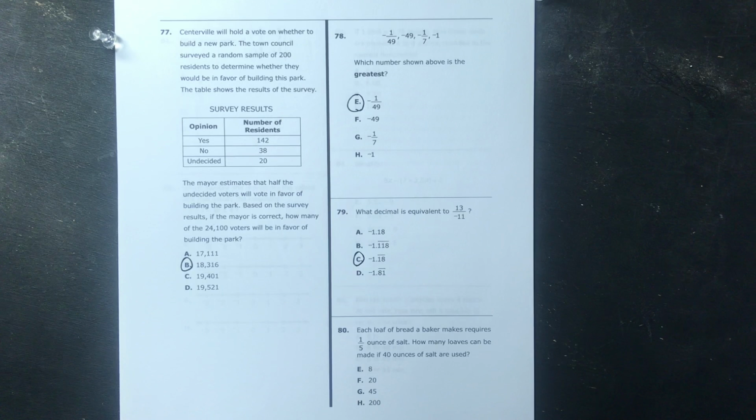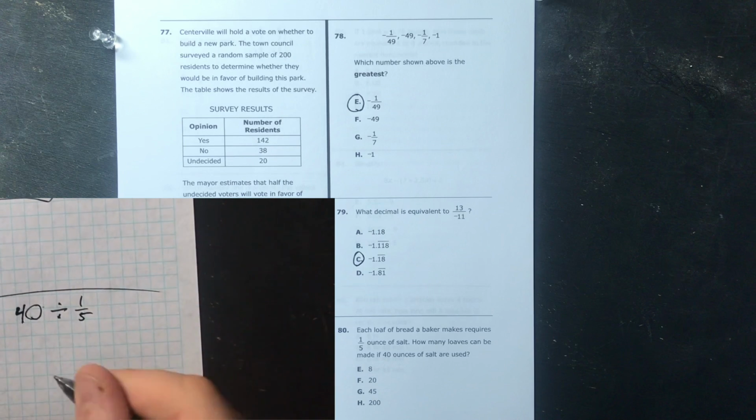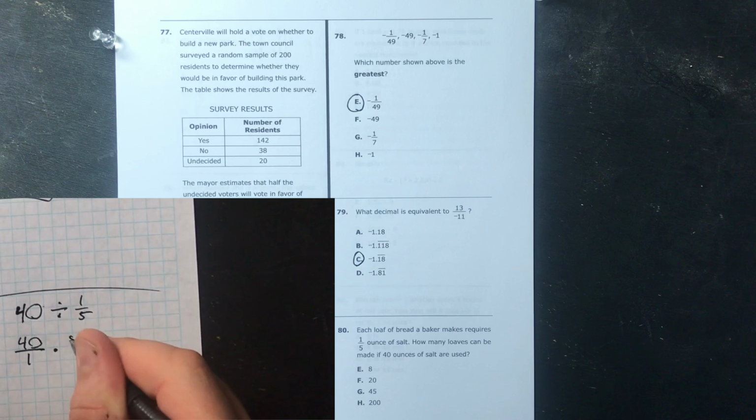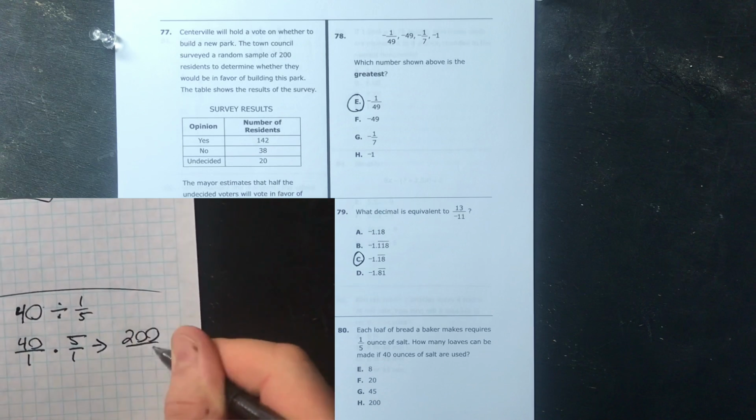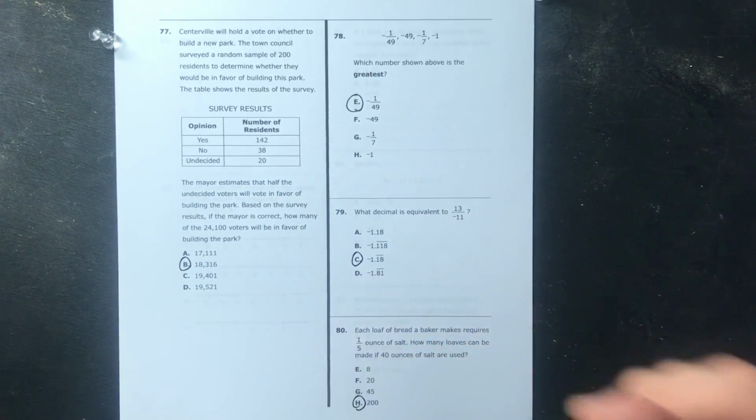Each loaf of bread a baker makes requires 1/5 ounce of salt. How many loaves can be made if 40 ounces of salt are used? So out of that 40, how many 1/5s can fit inside of there? So we use division. I'm going to turn that 40 into a fraction, flip the second fraction, multiplication. 200. That's it.